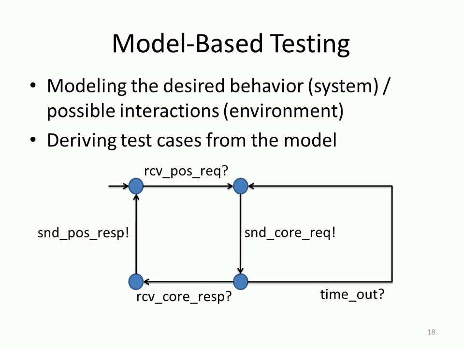so you may receive from the clock, say, a timeout message. If you receive a timeout, you will go back and repeat sending the request to core, or if you do not time out, you will receive the response from the core, and then you forward it to the point of sale. Right? This is a typical model that we consider. Question mark is receiving a message by the system, and exclamation mark is sending a message from the system to the environment. Right?